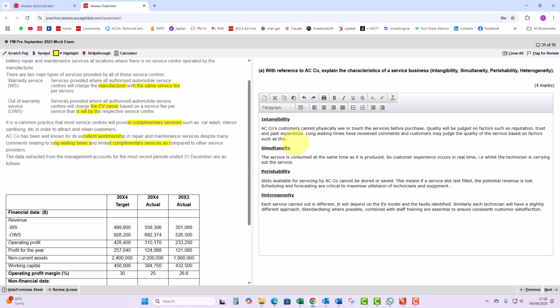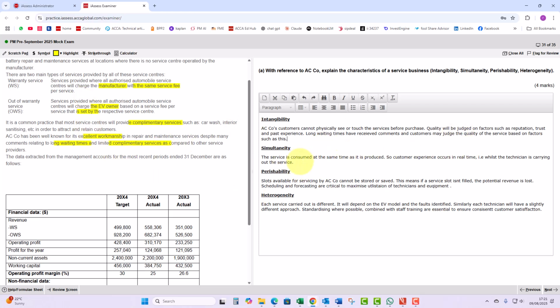For intangibility, I've written ACCA customers cannot physically see or touch the services before purchase. Quality will be judged on factors such as reputation, trust and past experience. Long waiting times have received comments, and customers may judge the quality of the service based on factors such as this. So I haven't just defined intangibility, i.e. they cannot physically see or touch the services. I've mentioned the name of the company, and then I've used an example from the information given on the left, which may lead to how customers judge it. That's adding value based on the information we're being given.